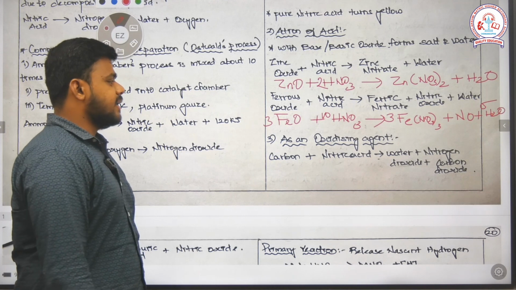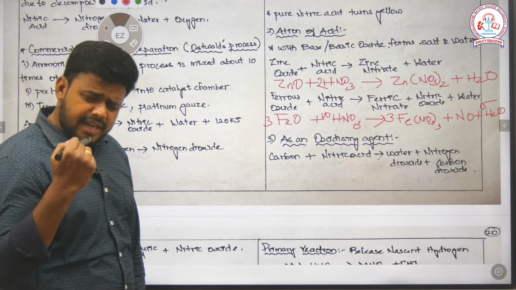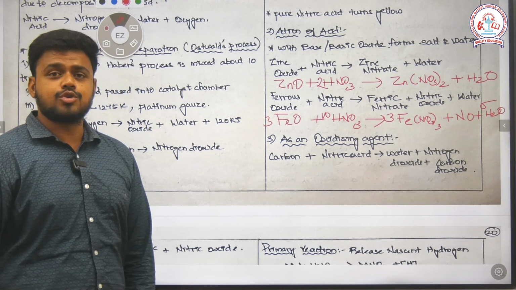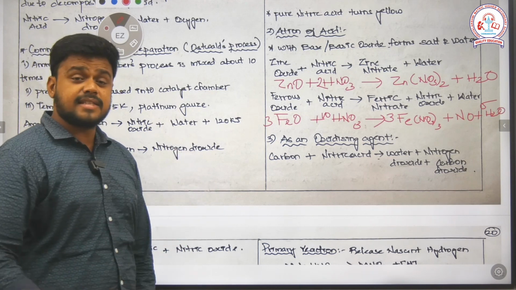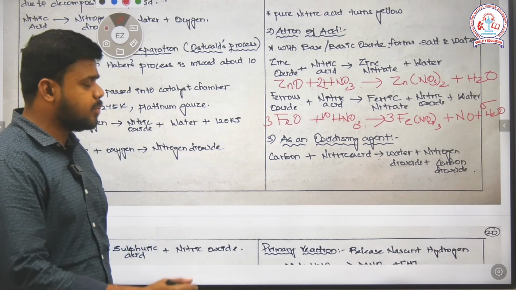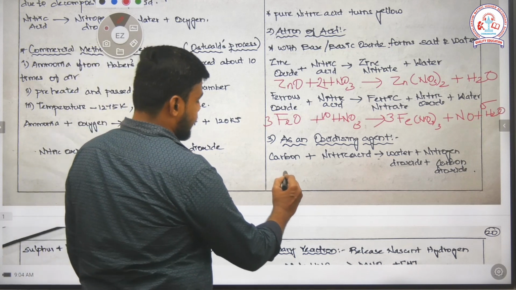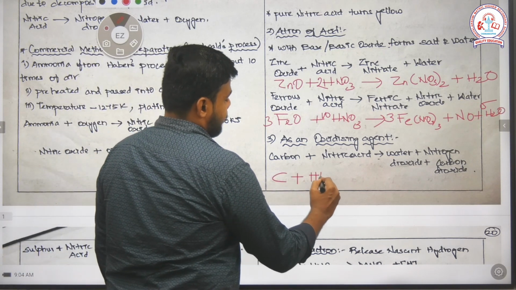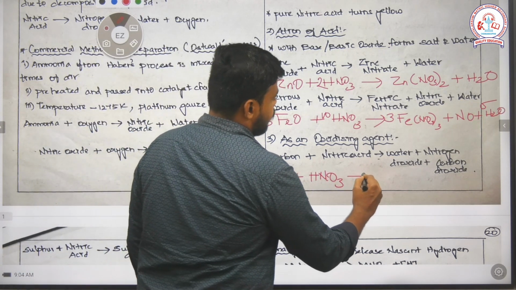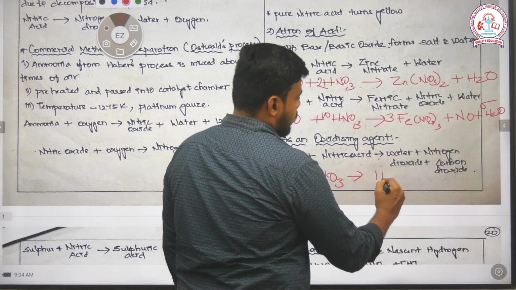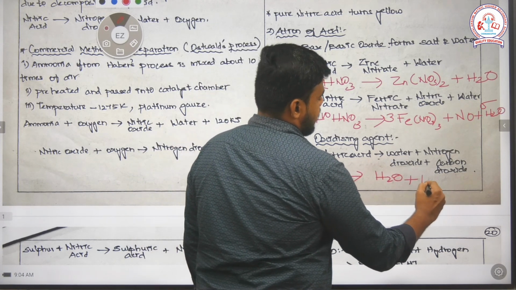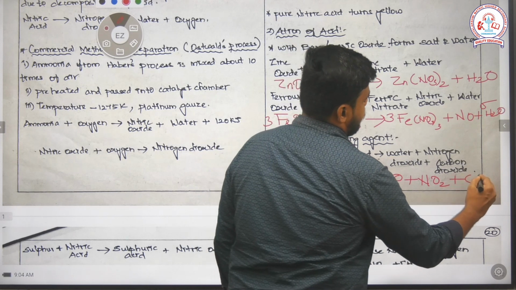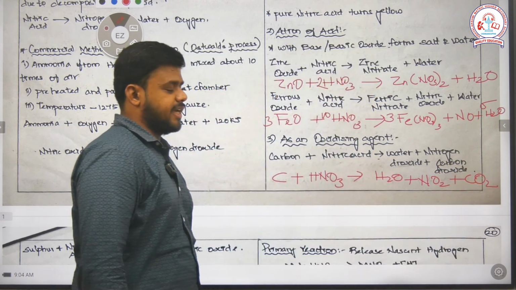The next one, reaction with the non-metals like carbon to show that nitric acid has an ability to oxidize the other substances with which it is reacting. See, carbon reacts with nitric acid to form water molecule, nitrogen dioxide and carbon dioxide. So main product nitrogen dioxide.